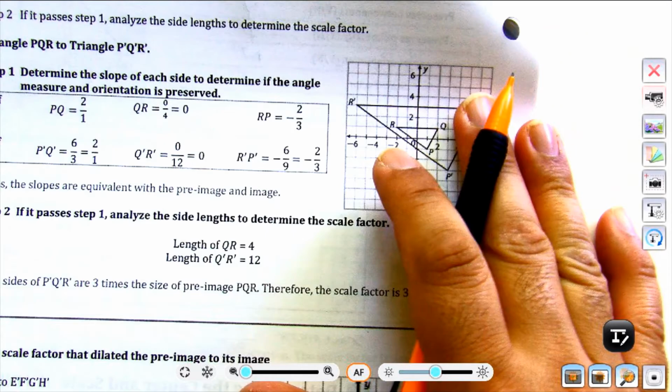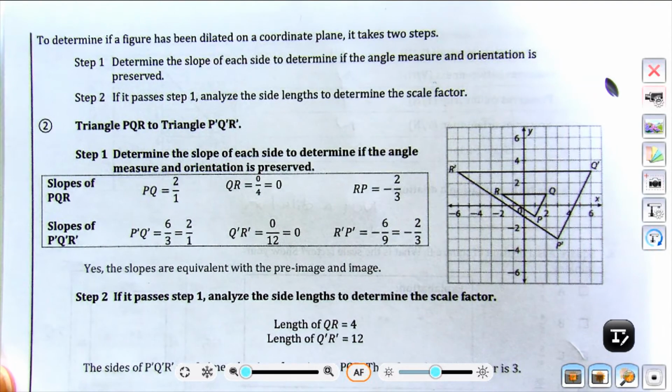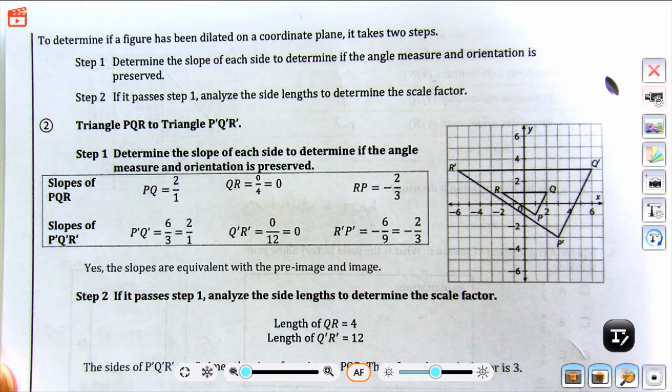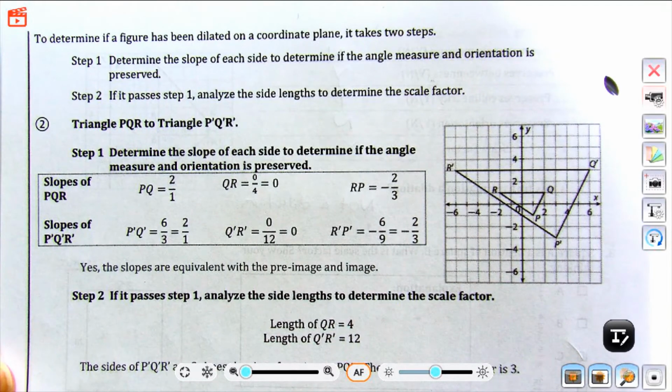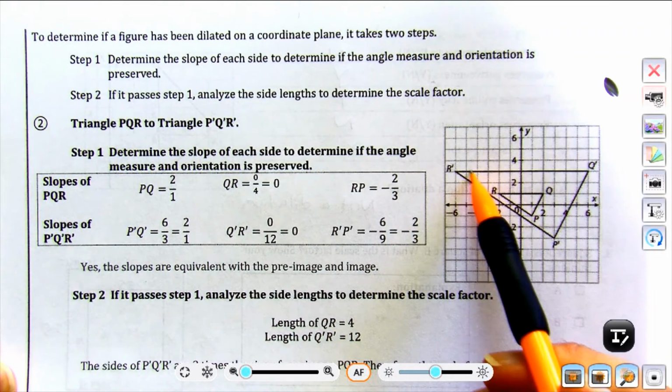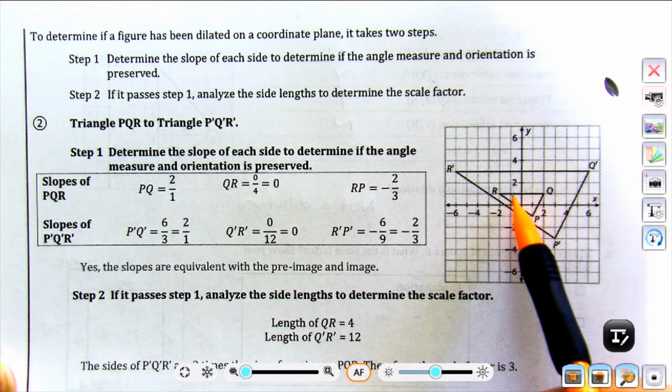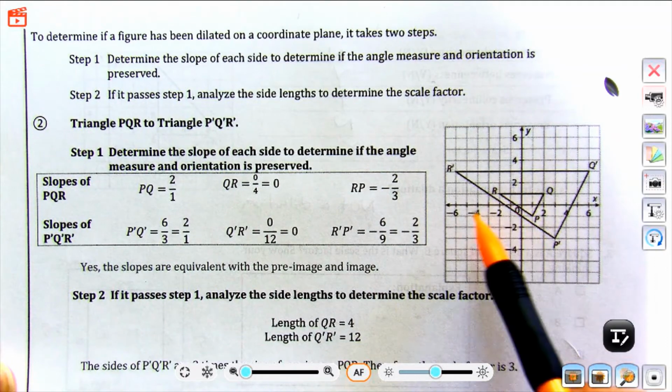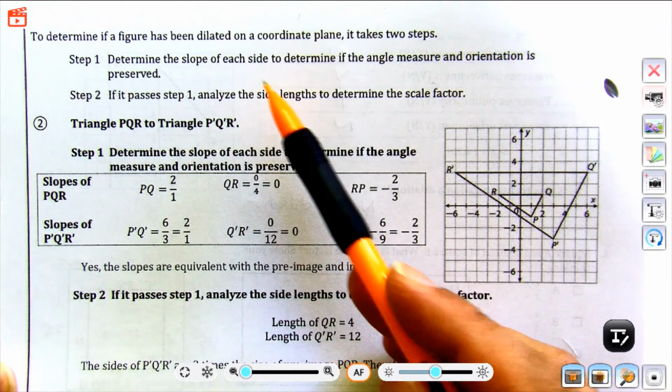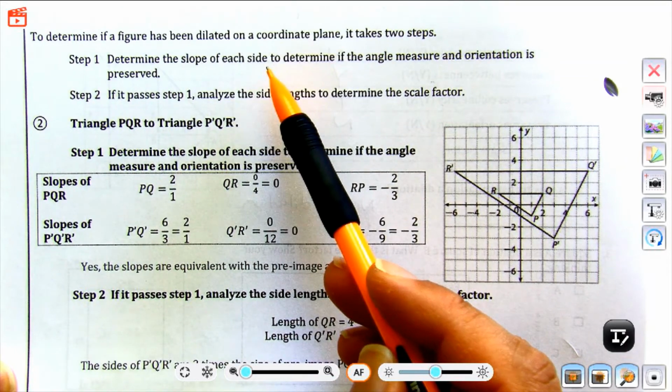Okay, next we're going to use a method to determine if a figure has been dilated on a coordinate plane, and there are two steps. The first step to see if a figure is dilated is to look at the slope of each side to determine the angle measure and orientation is preserved. Because we're not actually measuring the angle measure of each triangle, we're using the slope, and if the slopes are equal in the pre-image and the image of a side, that tells us that the angle measure and the orientation is also preserved.